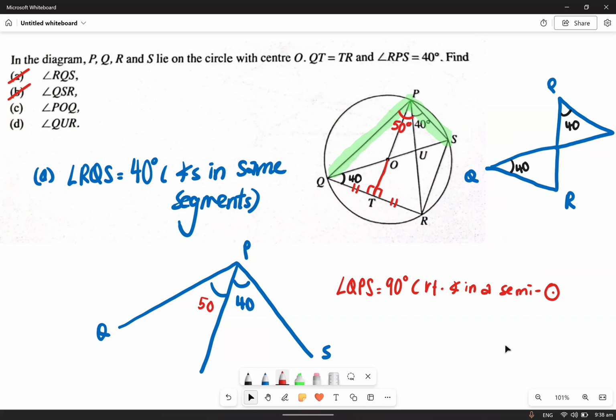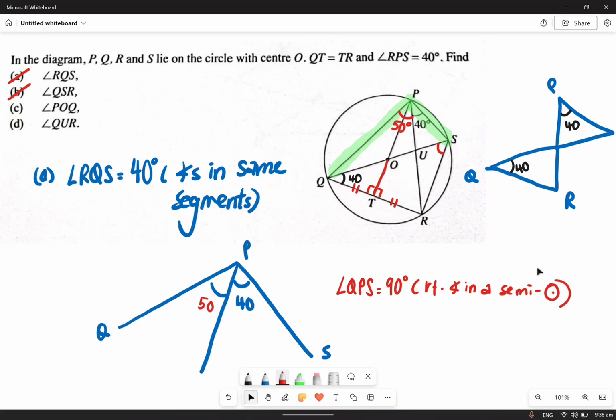Okay, but what we like to do is, you see, the question wants us to find QSR, which is this one over here, correct? So we can say that this entire thing is 90, right? 90 minus 40, that is 50. True? Yeah, okay, this is the property. This is the reasoning. Am I making sense?